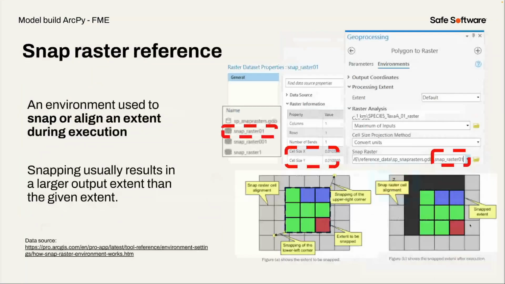A little bit more about raster grid referencing here. The idea being that it snaps or aligns the extent. So you get a consistent raster grid each time you use this, and that is important when you're dealing with as many species and information quantity here.